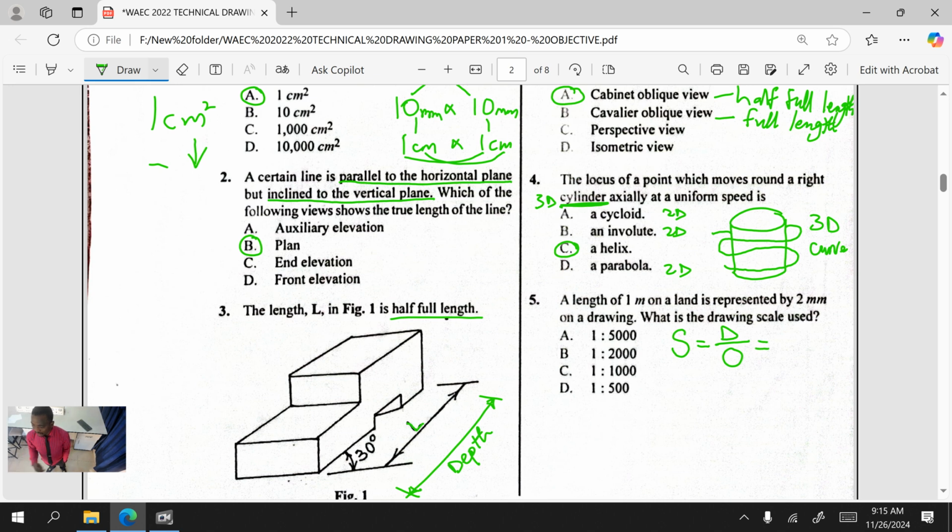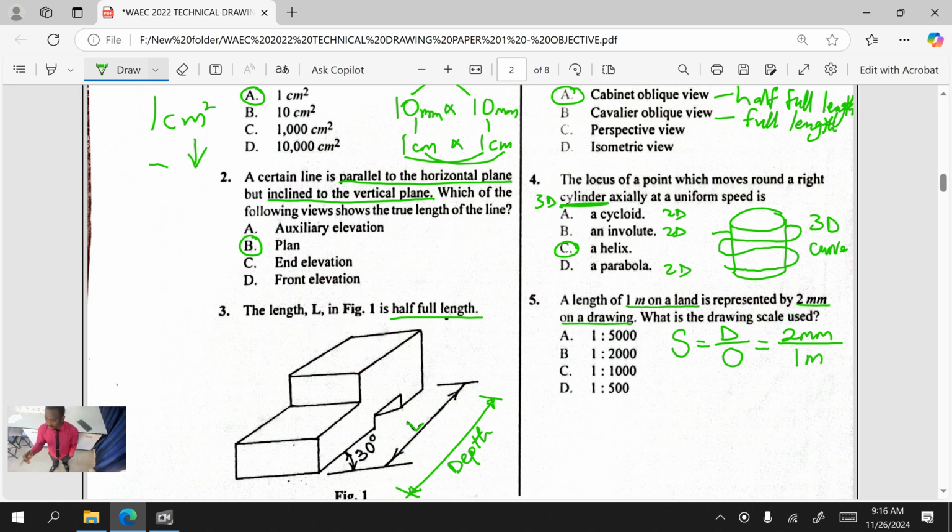So in this place, what is the measurement on the drawing? We are given, look at it, 2 mm on the drawing, all over the size of the object in real life. They said 1 meter on land. That means in real life, the size is 1 meter.